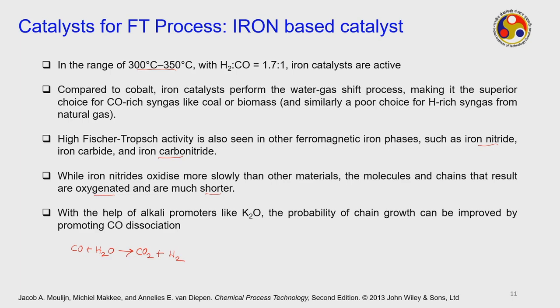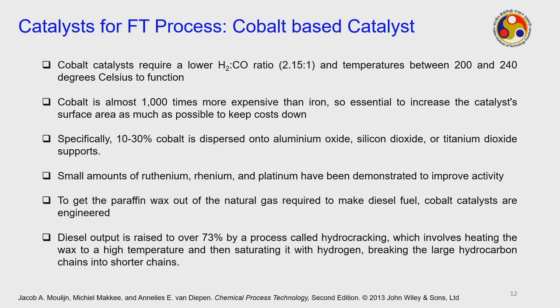But with the help of alkali promoters such as K2O, the probability of chain growth can be improved by promoting CO dissociation. Okay. So, if you add these promoters such as K2O, you can enhance the CO dissociation and you produce more of the linear chain compounds. Cobalt catalyst, now we will discuss the iron catalyst.